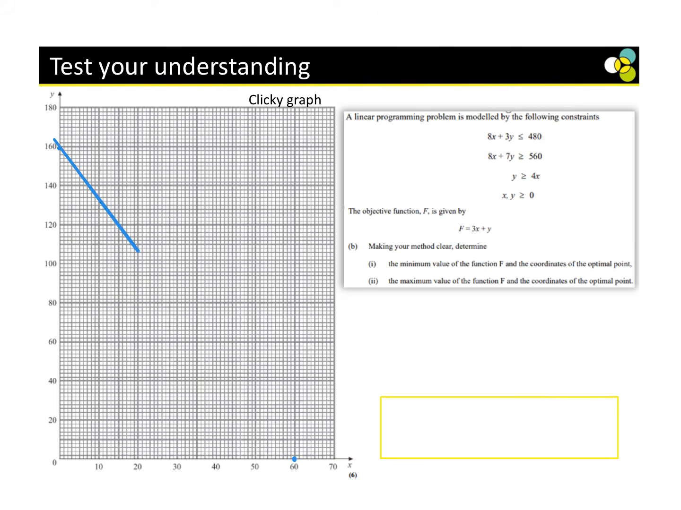Okay, and I'm going to draw a nice straight line. Beautiful. Okay, my second line. 8x plus 7y is greater than or equal to 560. So if we let y equal 0, 8x is 560, so x equals 70. Okay, and then if x is 0, 7y is 560, so y is 80. So, here's my second line.